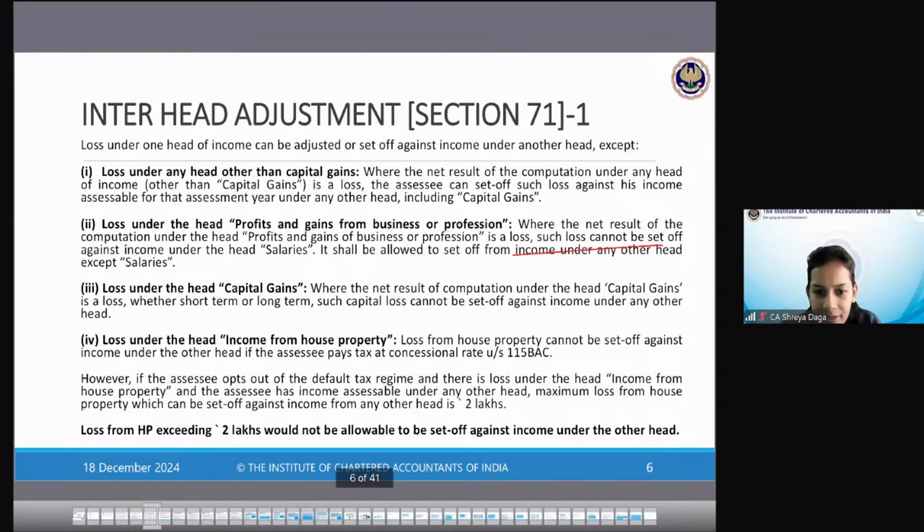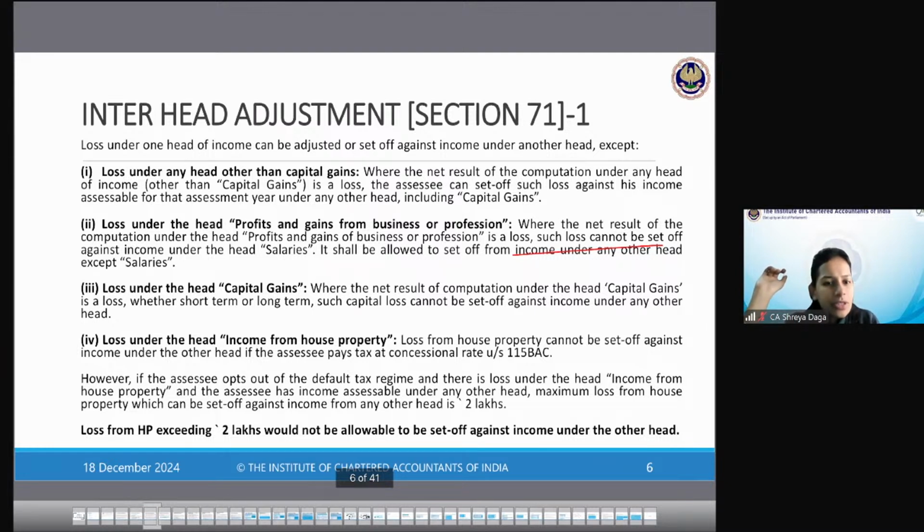What's concessional rate? Actually, 115BAC, when the scheme was brought in, it was supposed to be concessional. The rates are lower than the normal rates. When you shift out of 115BAC and go to the old regime, the rates are higher. Therefore, when 115BAC was introduced, it was called the concessional regime. But for you now, the way it is, it is the default regime. That's how you call it.